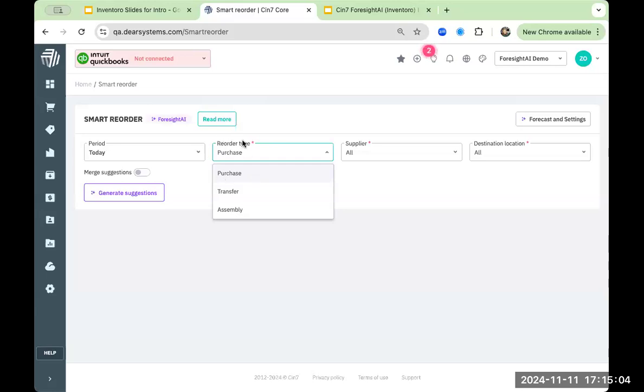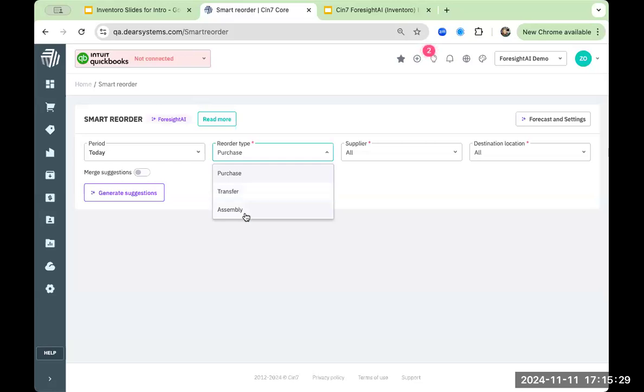And reorder type is really going to be movement of your stock. So purchase order is going to be that first movement of getting stock from a supplier and putting it into your inventory. Transfer is going to be an intercompany transfer, either from a warehouse to a store, a warehouse to a production facility, anything internal moving from one warehouse to the next.